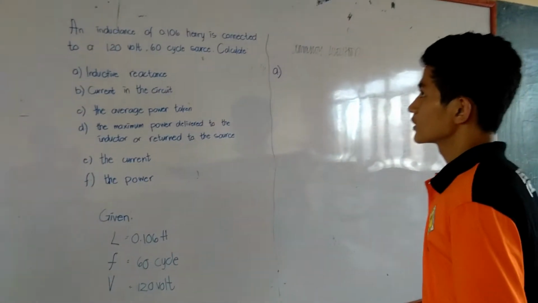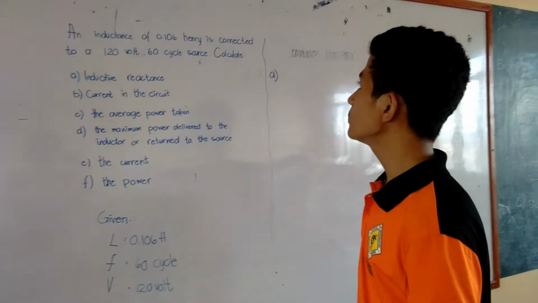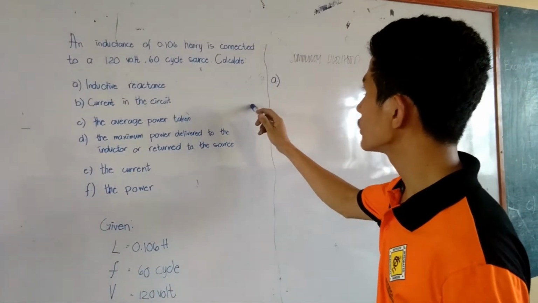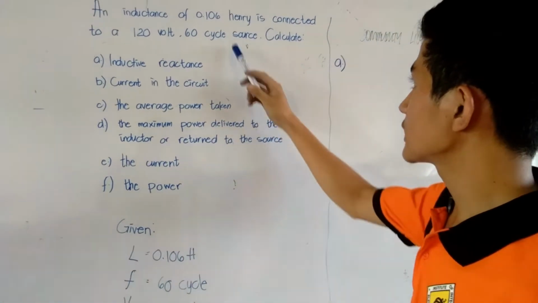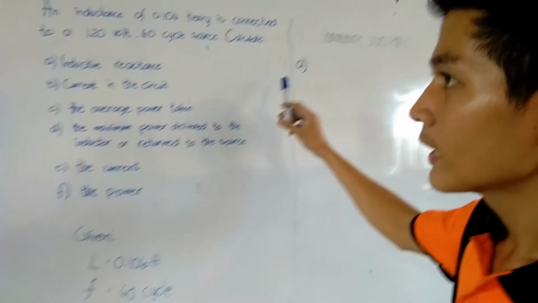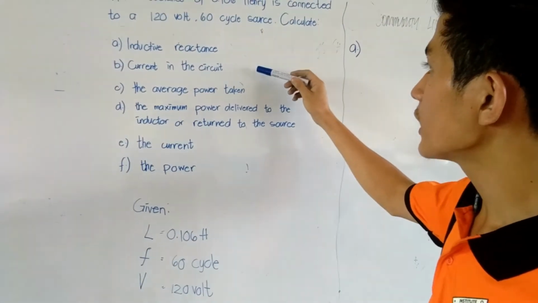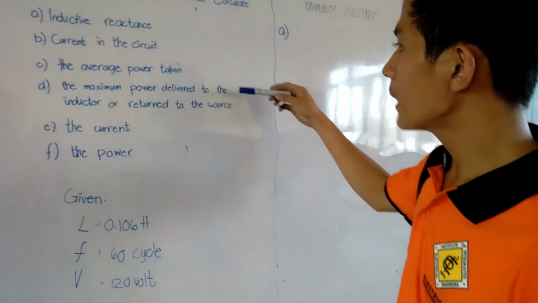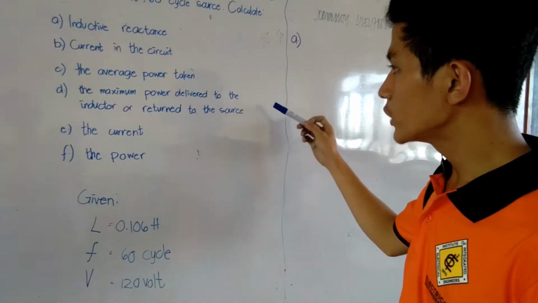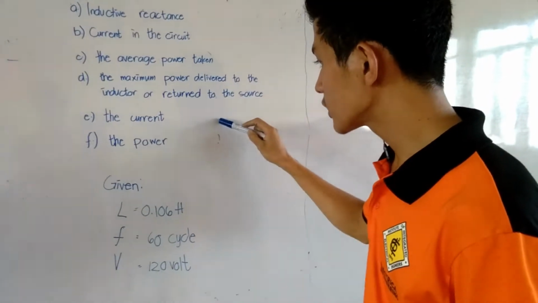So, example number 2: we have an inductance of 0.106 Henry connected to a 120 volt, 60 cycle source. Calculate the inductive reactance, the current in the circuit, the average power taken, the maximum power delivered to the inductor or returned to the source, the current, and the power.